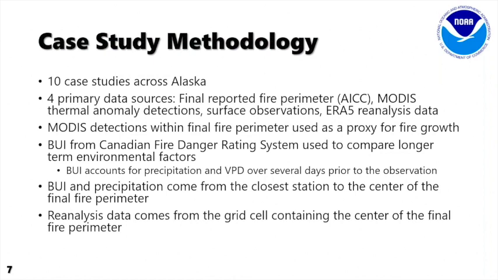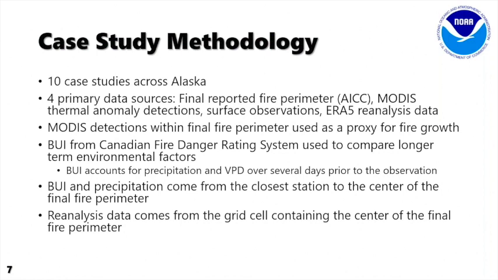I chose to evaluate how hot, dry, windy relates to fire growth through a series of 10 case studies throughout Alaska. I used 4 primary data sources: the final reported fire perimeter from the Alaska Interagency Coordination Center, MODIS thermal anomaly detections, or simply MODIS detects, surface observations, and ERA5 reanalysis data. MODIS detections within a final fire perimeter were used as a proxy for fire growth, so I would count them for each day. And then the surface observations were in daily summaries.